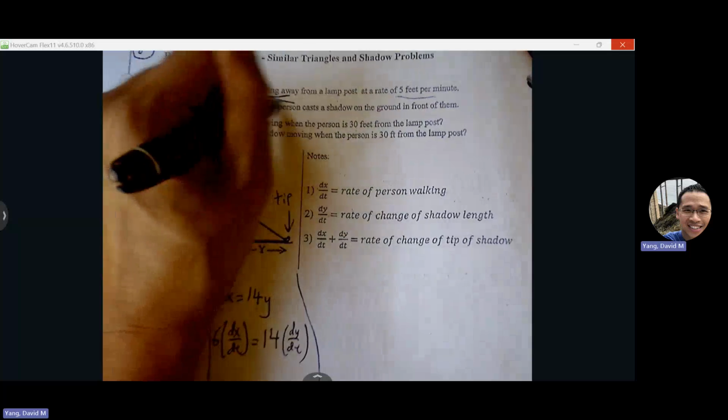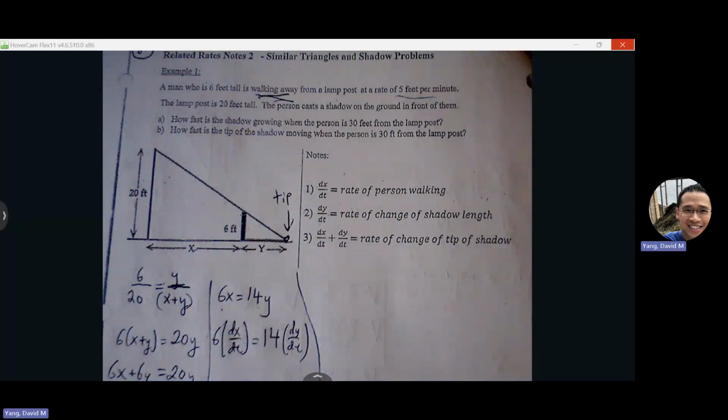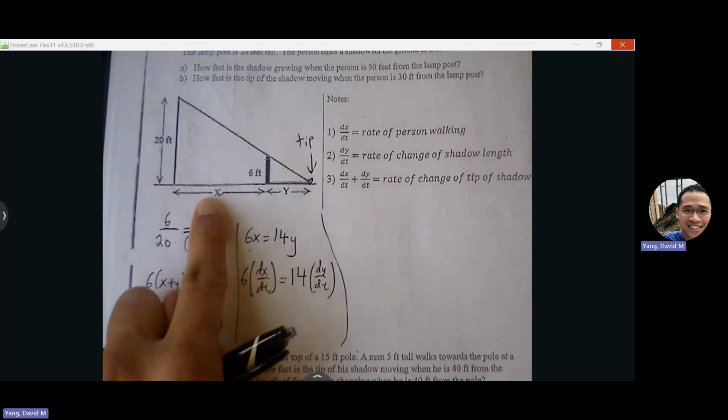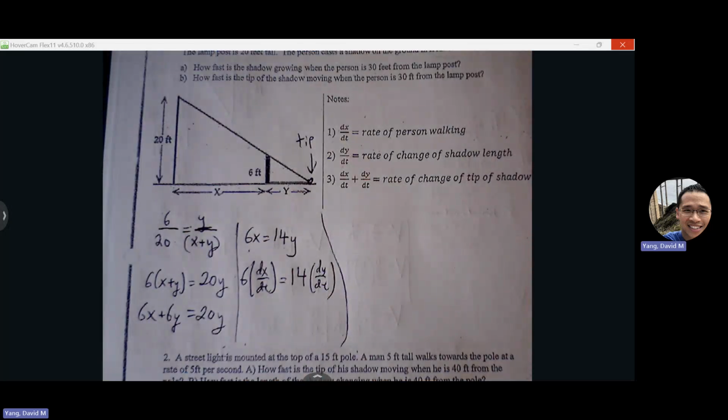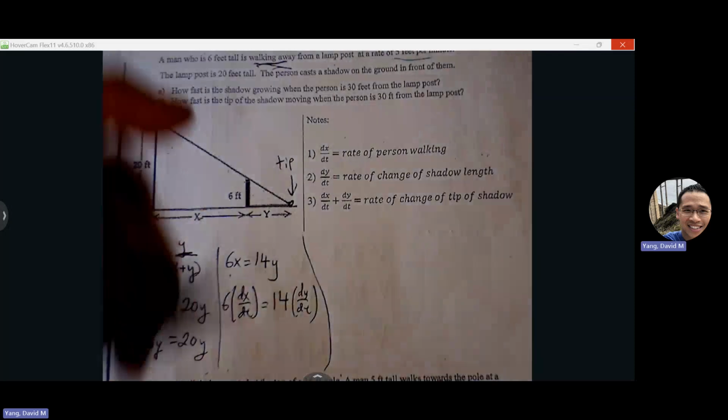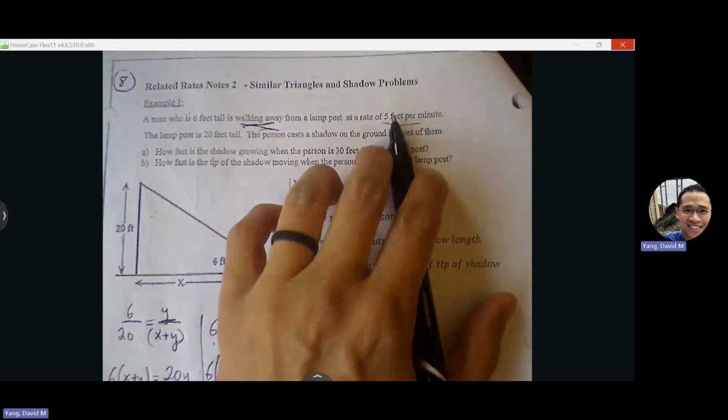If you're walking away from the lamppost, what's happening? Yeah, that length is increasing, right? If you're getting further and further away from the lamppost, your x is going to be increasing because that length is going to be getting larger and larger. So we want it to be a positive 5 for our dx/dt. So let's go ahead and put that down. dx/dt is positive 5.